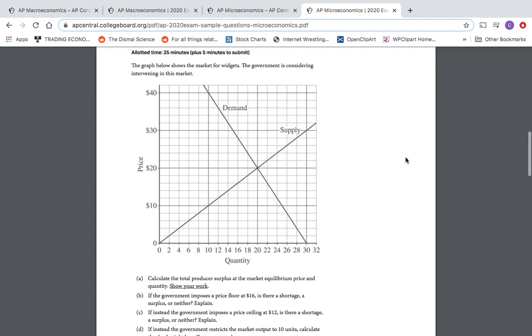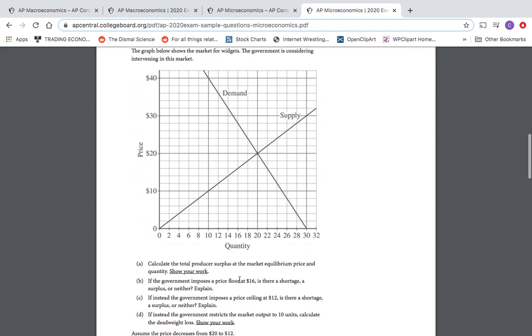If the government imposes a price floor of $16, make sure you know where price floors are supposed to go. For price floors to be binding, for them to have an effect in the market, price floors have to actually go above equilibrium. So if the price floor is at $16, ask yourself, is that above equilibrium or is it below equilibrium? Because if the price floor at $16 is below equilibrium, nothing's going to happen.